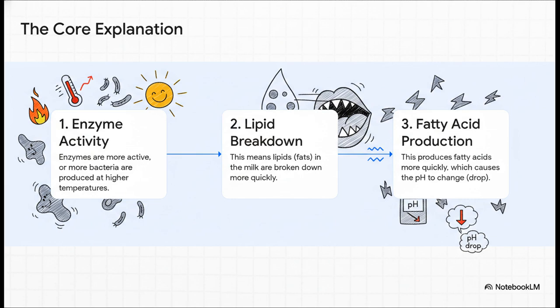First, you state that at higher temperatures, enzymes are more active, or maybe the bacteria reproduce more quickly. Second, you explain that this causes lipids in the milk to be broken down faster. And third, you connect that breakdown of lipids to the faster production of fatty acids, which is what causes the pH to drop. Each of those points is worth a mark.